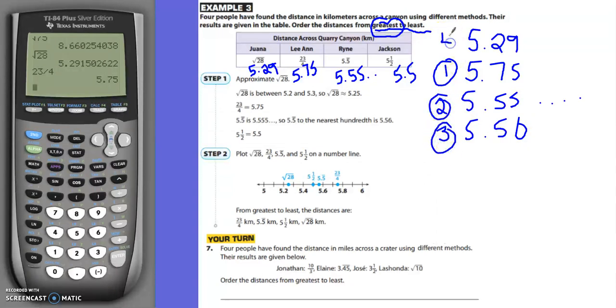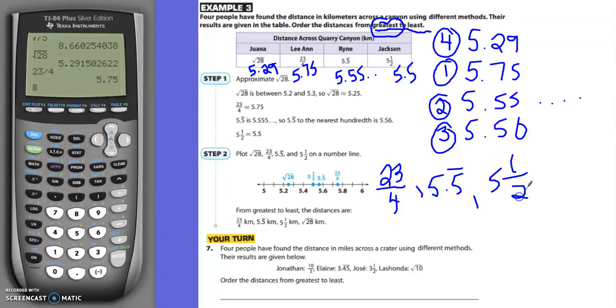third, and fourth. Okay, so we need to rewrite it in the proper way. So 5.75 is written as 23 fourths. Then second is 5.5 with a line over it. Then third is 5.5. And lastly is 5.29, which is the square root of 28.